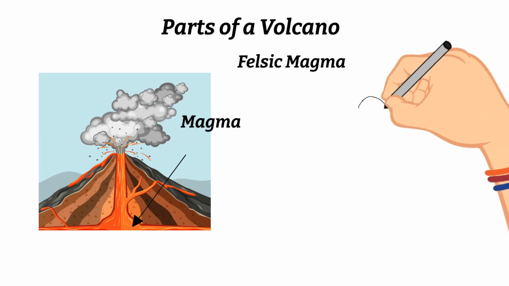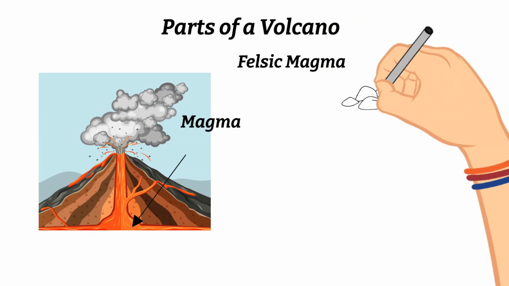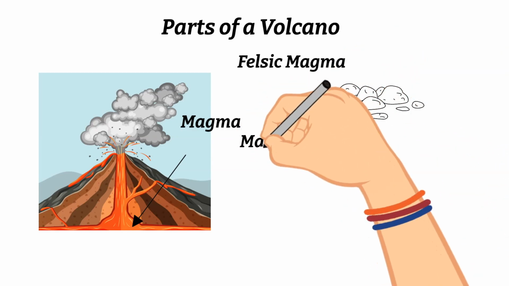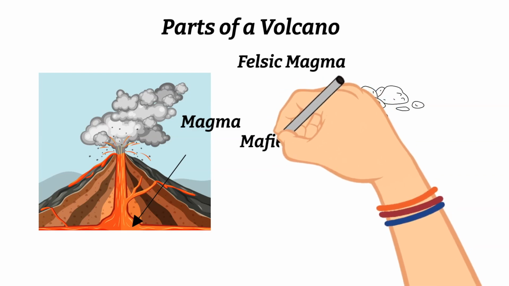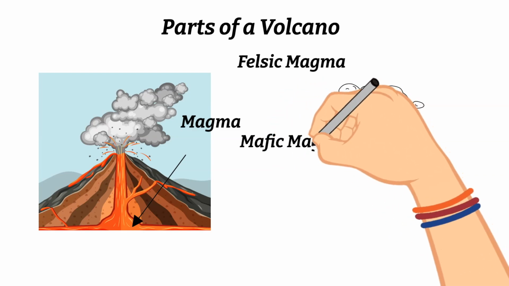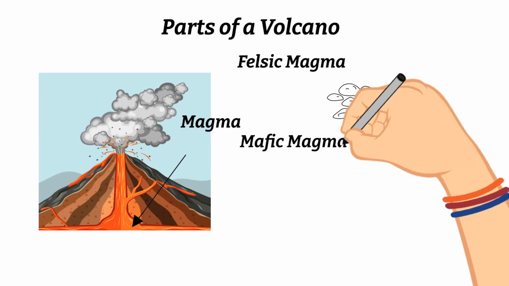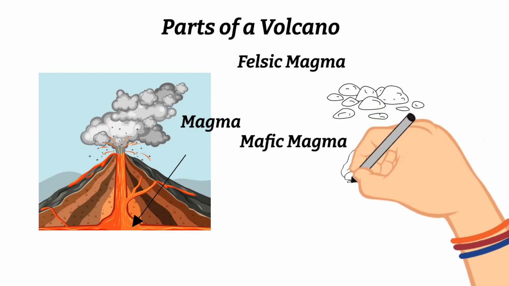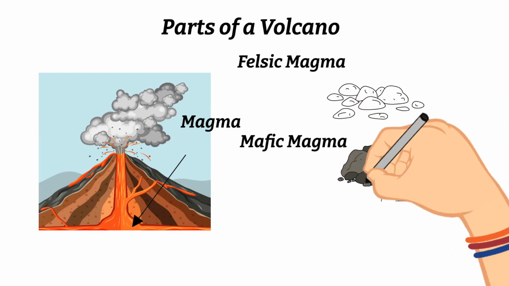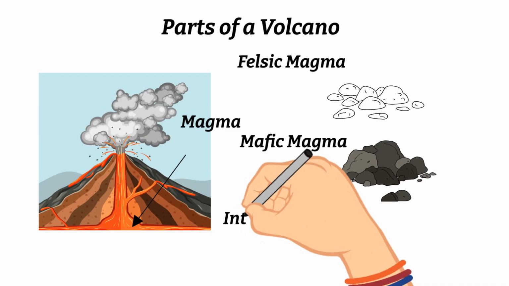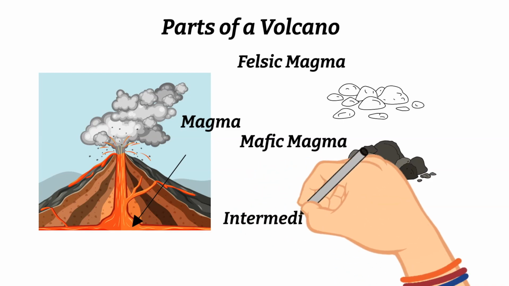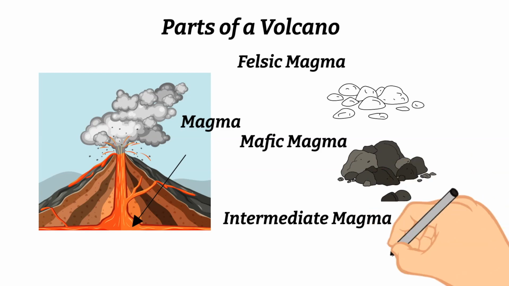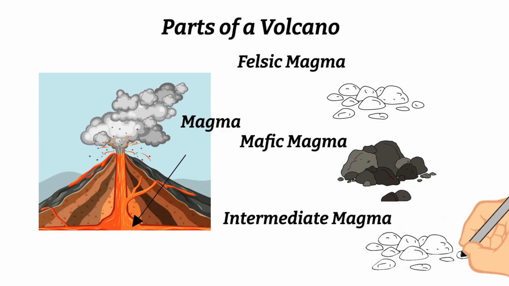Now, there are different types of magma, and one is called felsic magma. Felsic magma is quite thick, and this has a lot of a mineral called silica. This type of magma is responsible for making light-colored rocks. Another type is called mafic magma. This magma is quite runny, and so it has less silica. It usually makes dark-colored rocks. There is a third type that is called intermediate magma, and it has a little bit of characteristics from both of the other types.